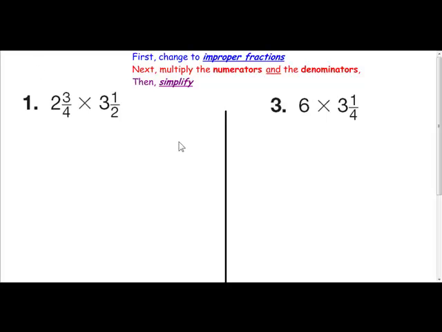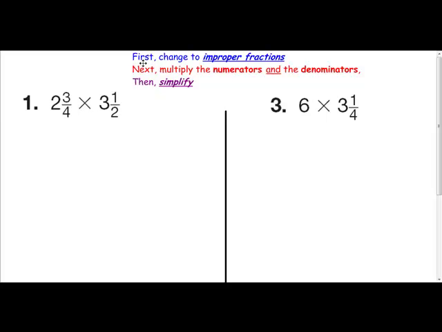This lesson is on how to multiply mixed numbers. A mixed number is a whole number and a fraction. Again, a mixed number has a whole number and a fraction all in one number. So we're going to multiply mixed numbers here: 2 3/4 times 3 1/2.